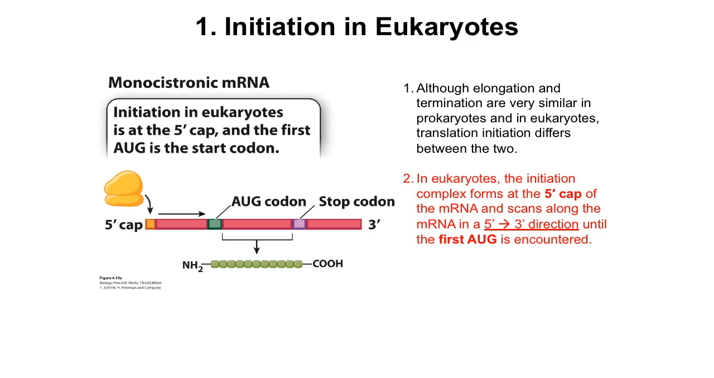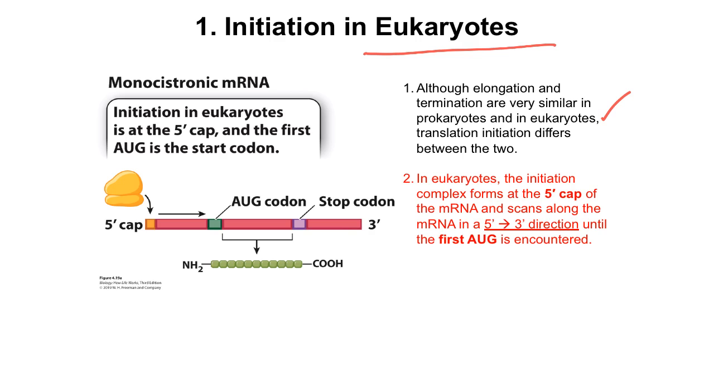Okay, so let's have a look at initiation first in eukaryotes. To be sure, although elongation and termination are very similar in prokaryotes and eukaryotes, their translation initiation mechanisms differ from each other. Okay, and you must remember that in eukaryotes, the transcription of the messenger RNA leads to processing so that now you have a mature RNA that gets exported into the cytoplasm, and that is where translation happens.